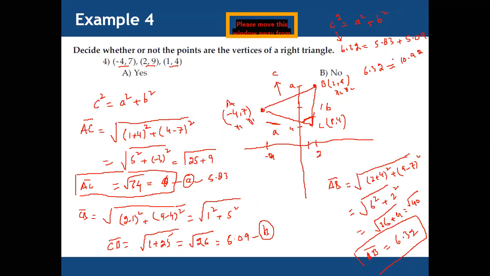10.92. So they are not equal. So this shows that these 3 points are not the vertices of a right angle triangle. If both sides are equal, then we can say that these 3 points are the vertices of a right angle triangle. Clear, guys?